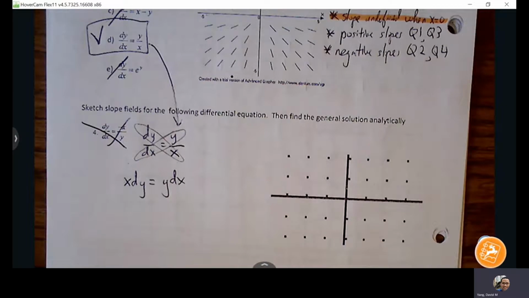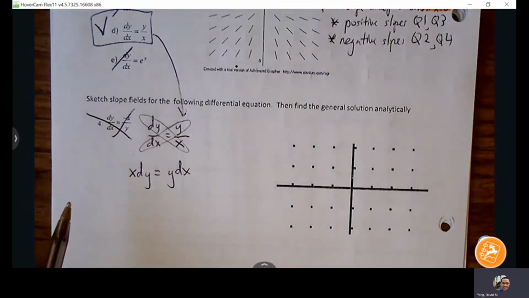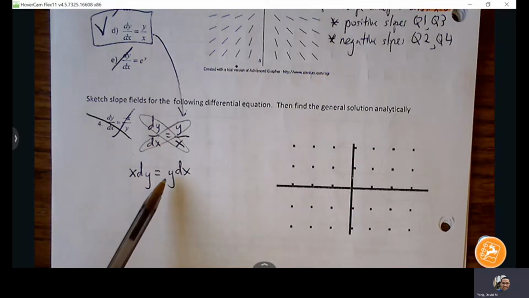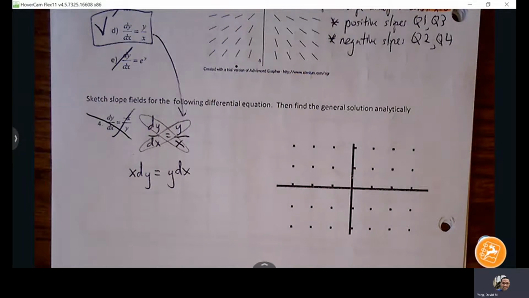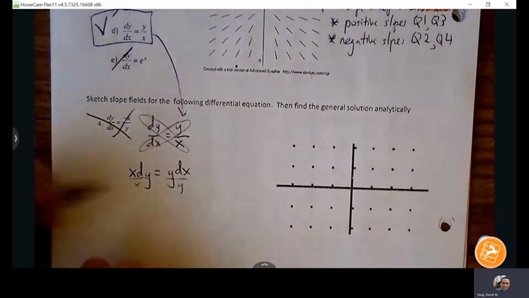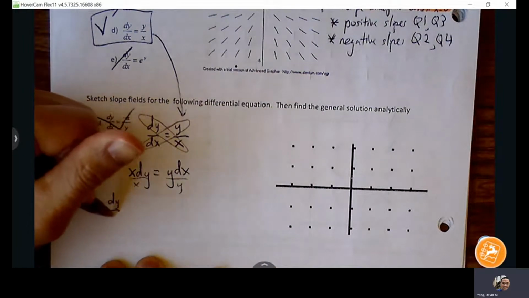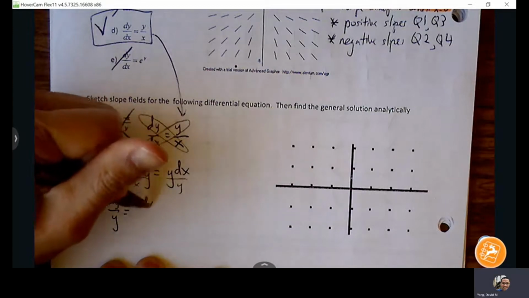But now we take a step back and ask, do we have full separation of variables? No, right? What has to move? We have to divide the x to the right, and we have to divide the y to the left. Anytime you have dividing going on, they're going to end up in the denominator of the other side. So let's see what that will look like. If I divide the y over, I get dy over y. If I divide the x over, I get dx over x.